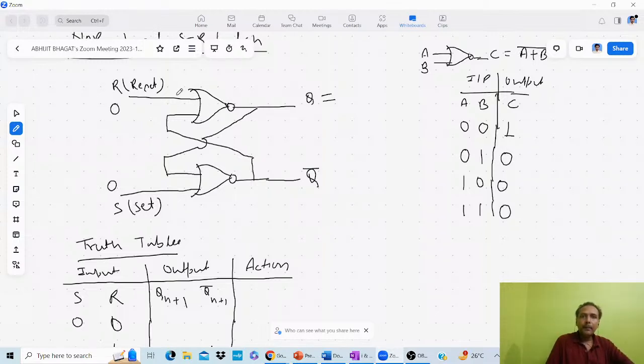So this is R, and this input is Q bar. So Q equal to what? R plus Q bar whole bar. Okay. A plus B whole bar. Same, R plus Q bar whole bar.